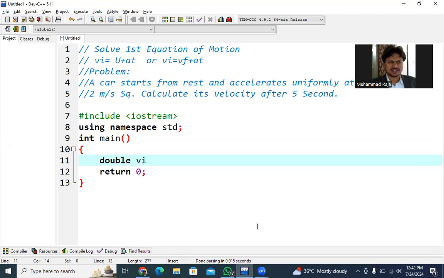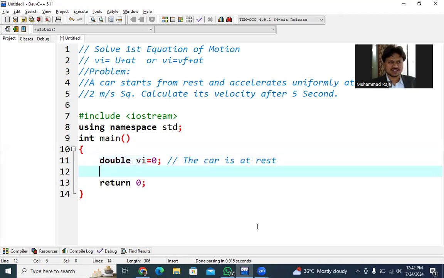We know the Vi, and we assume that the Vi value is 0, as we know the car is at rest. A basic knowledge of physics is implemented here. It's a general knowledge of physics. We can't say it's specifically a science topic. Having a basic understanding of that type of general knowledge is compulsory for every student. The car is at rest, so definitely it's 0.